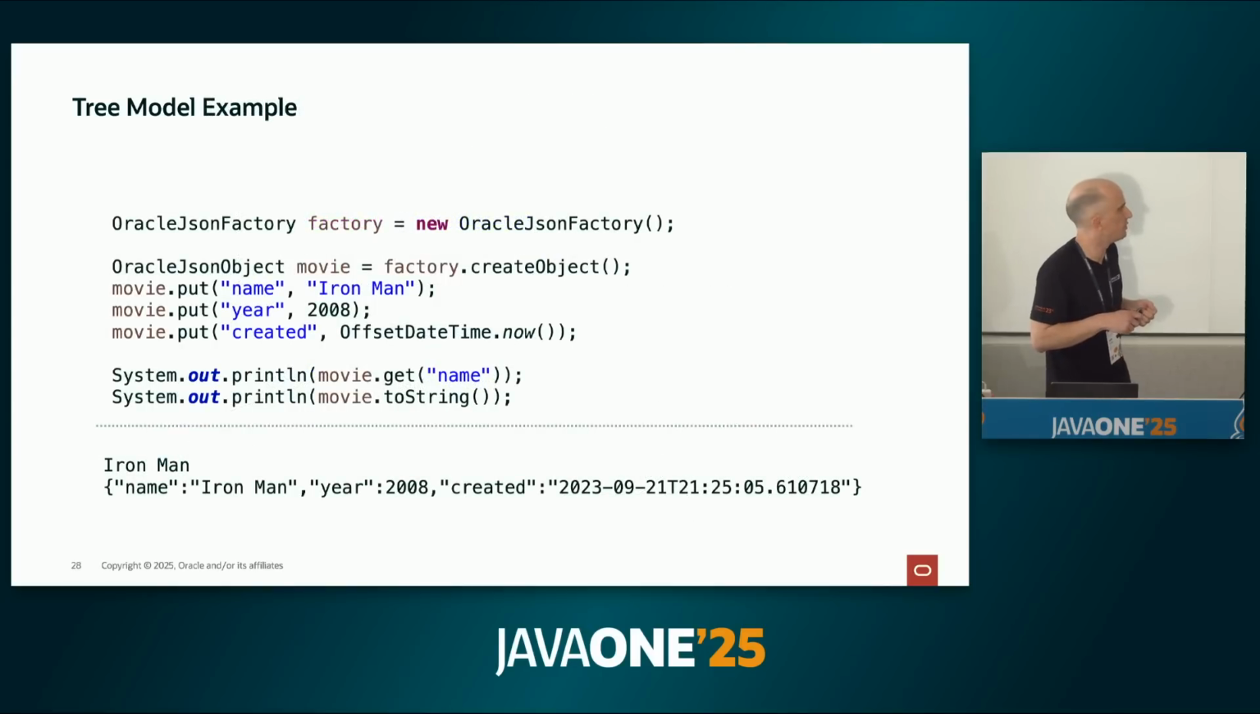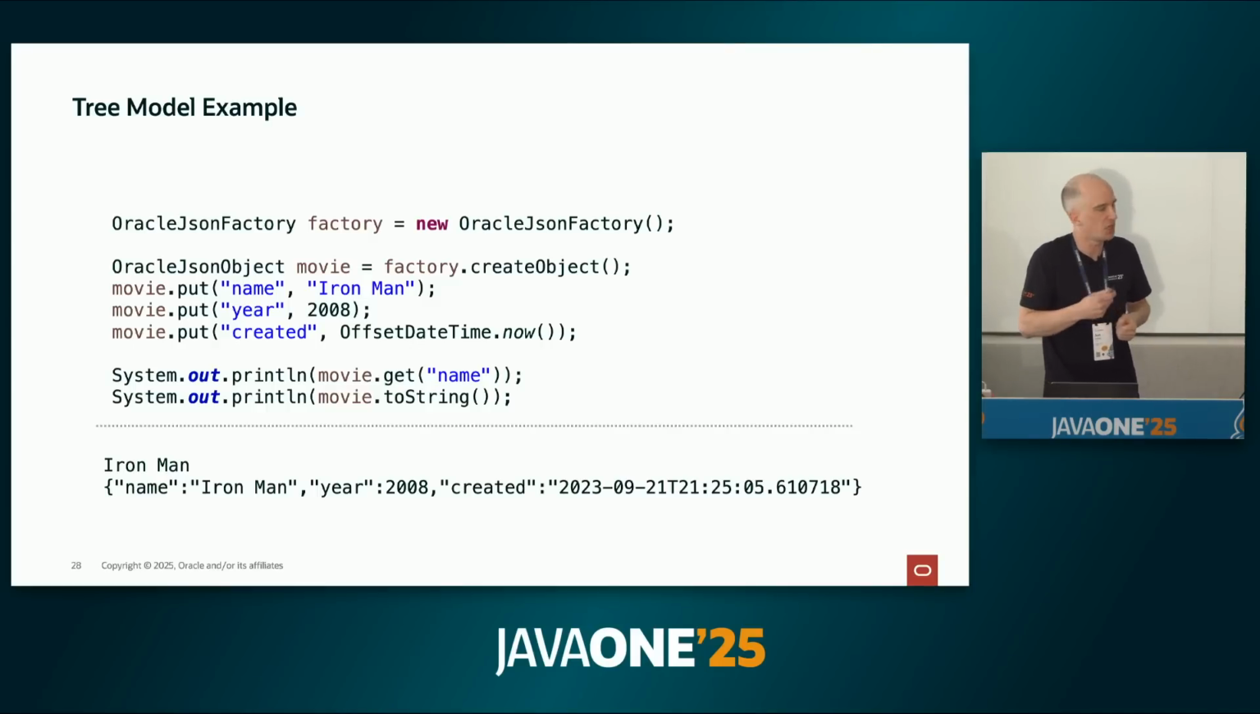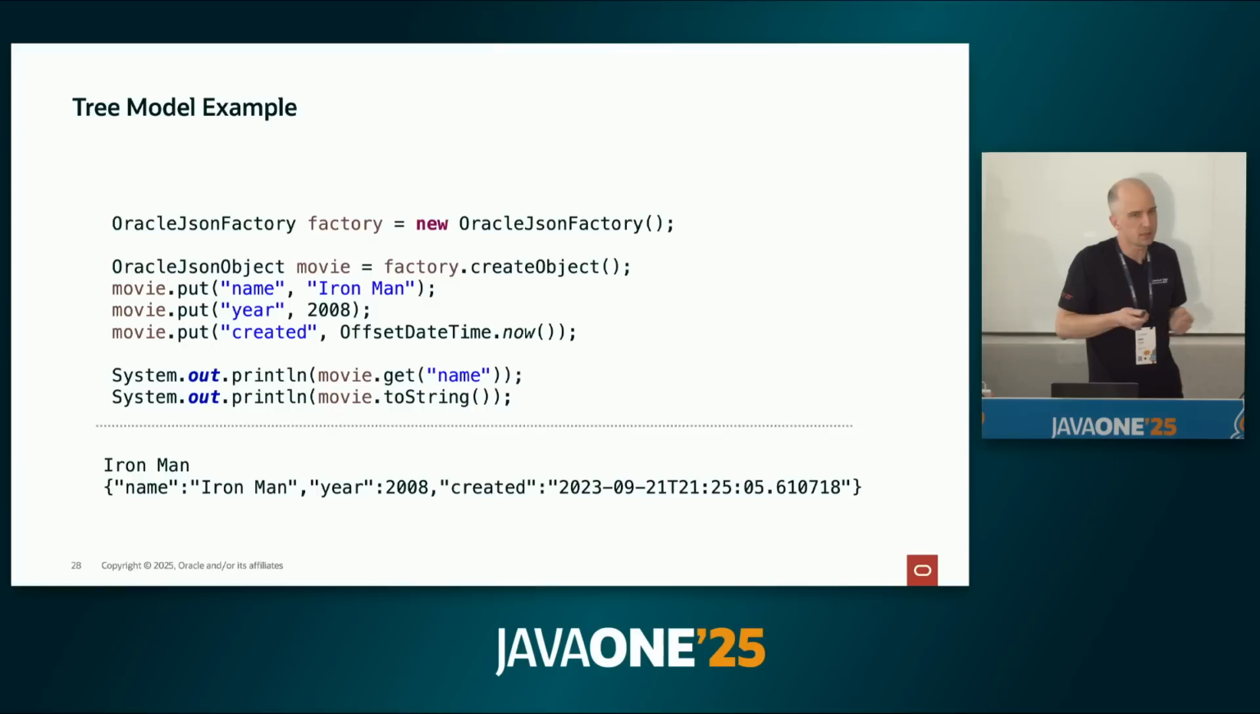And here's an example of that. Again, it's creating this factory, creates a new object, puts the name, the year, the created, and then prints out some of the values in the object it created. So it's pretty simple. And these typically implement Java collections, so an object extends a Java map, and an array extends a list. So that's the tree structure.